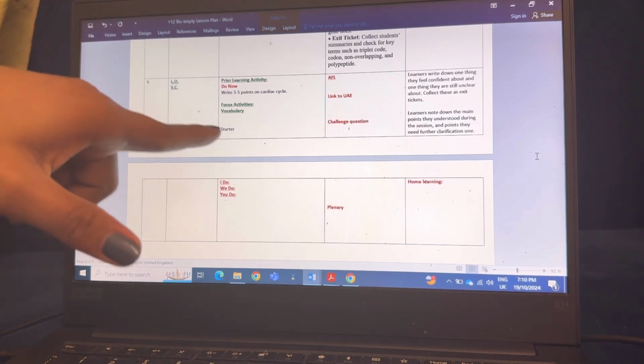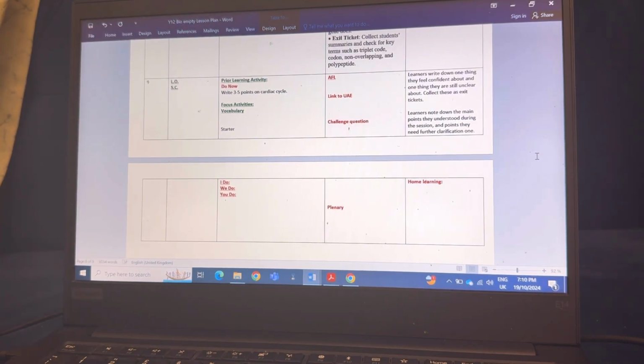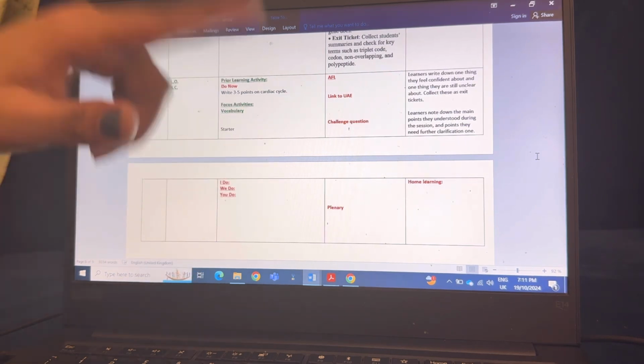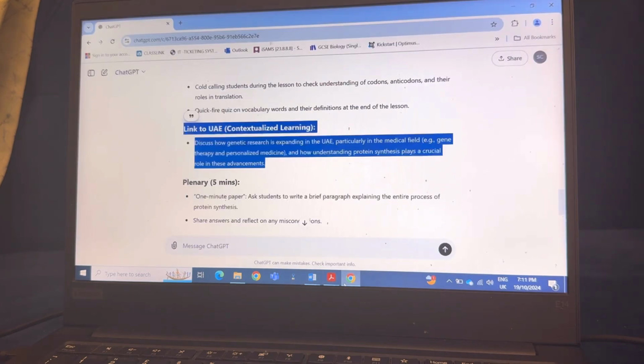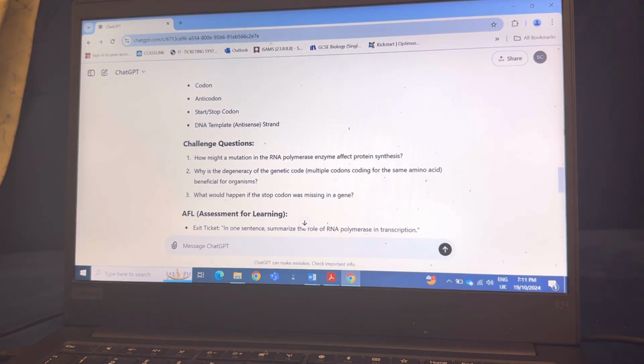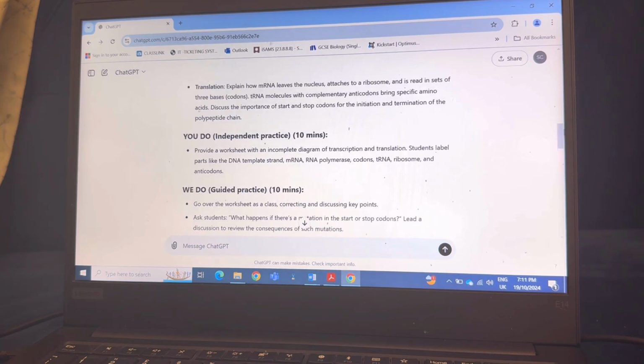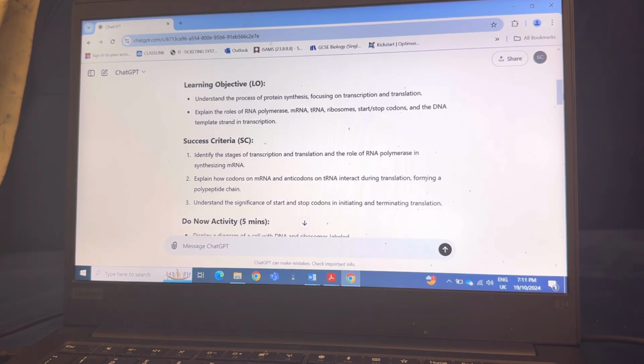Before that, in a week, I have 9 lessons of year 12 bio, which means I have to make 9 lesson plans, right? All these lesson plans are in the same document. And this is the 9th lesson plan I'm doing now. Let's go to the learning objective. As I said, sometimes ChatGPT doesn't give the learning objective which I am expecting. So what I do is I just change it according to my knowledge. Yes. So it has said: understand the process of protein synthesis, focusing on transcription and translation.